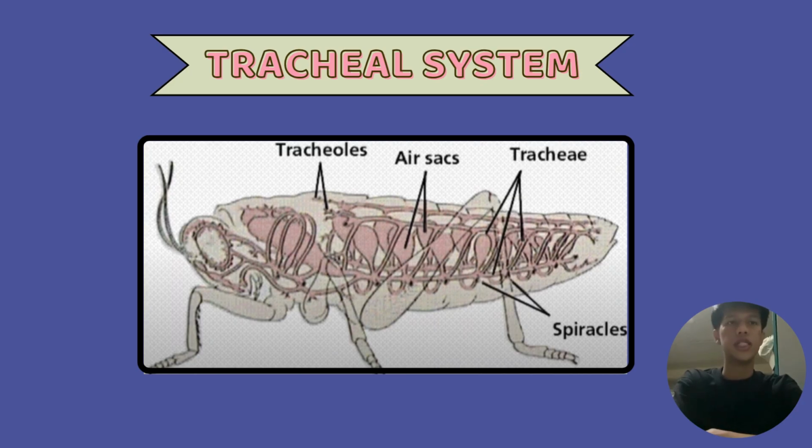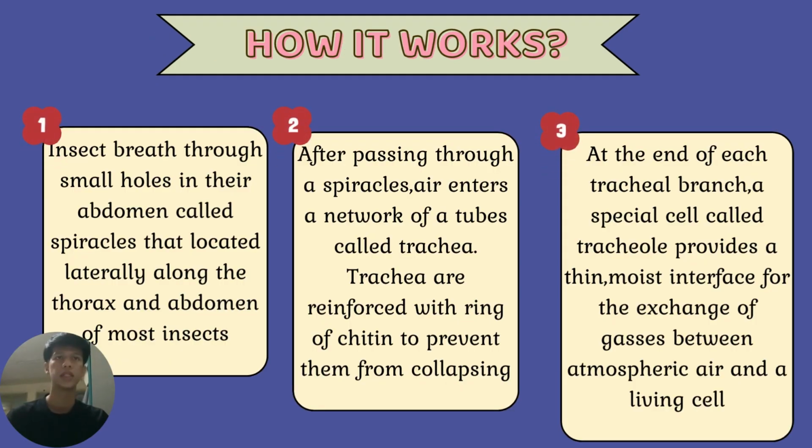Now, let's take a look at respiration in insects. The respiratory system of insects is separate from the circulatory system. It is a complete network of tubes called the tracheal system that delivers oxygen-containing air to every cell of the body. First of all, insects breathe through small holes called spiracles that are located laterally along the thorax and abdomen of most insects.